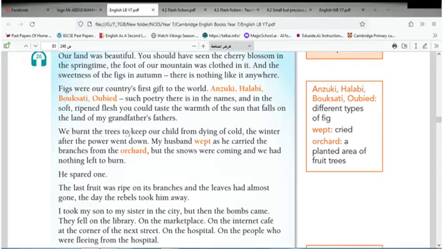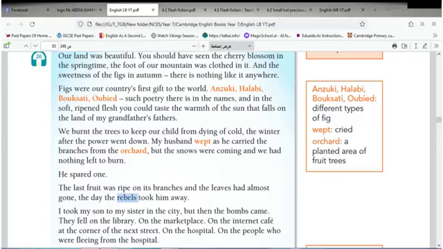We burnt the trees to keep our child from dying of cold the winter after the power went down. My husband wept as he carried the branches from the orchard, but the snows were coming and we had nothing left to burn. He spared one. The last fruit was ripe on its branches, and the leaves had almost gone, the day the rebels took him away.